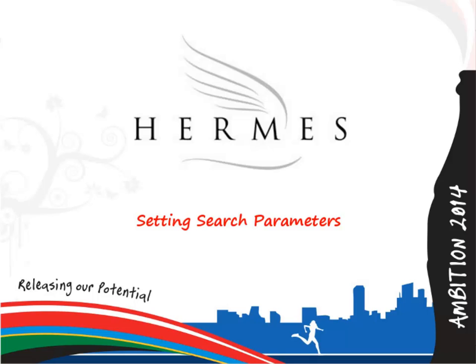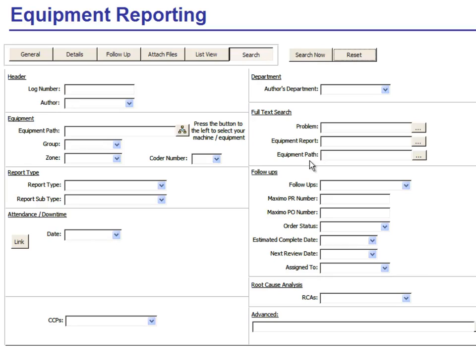Hello and welcome. In this tutorial video, we will be going through the process of setting search parameters for equipment reports so that you can filter the list of reports shown in the list view on the equipment reports form. The search parameters can be found on the search tab, that's tab 6 on the top bar within the equipment reports form.